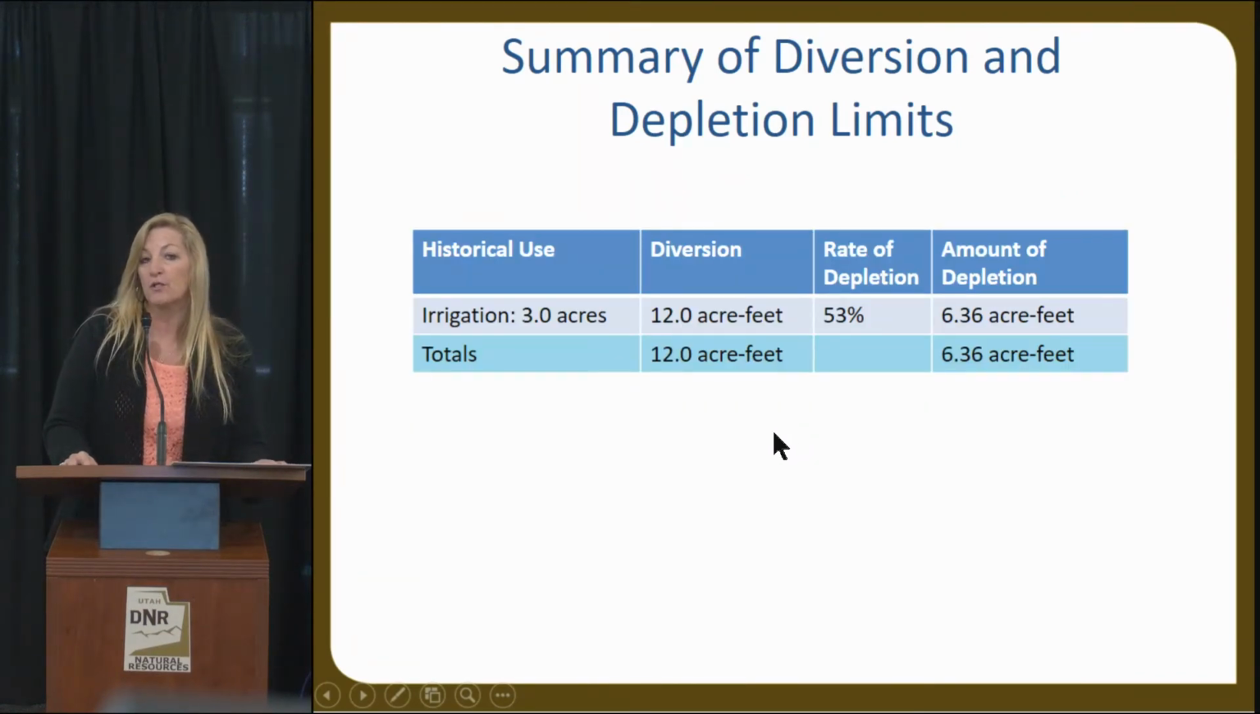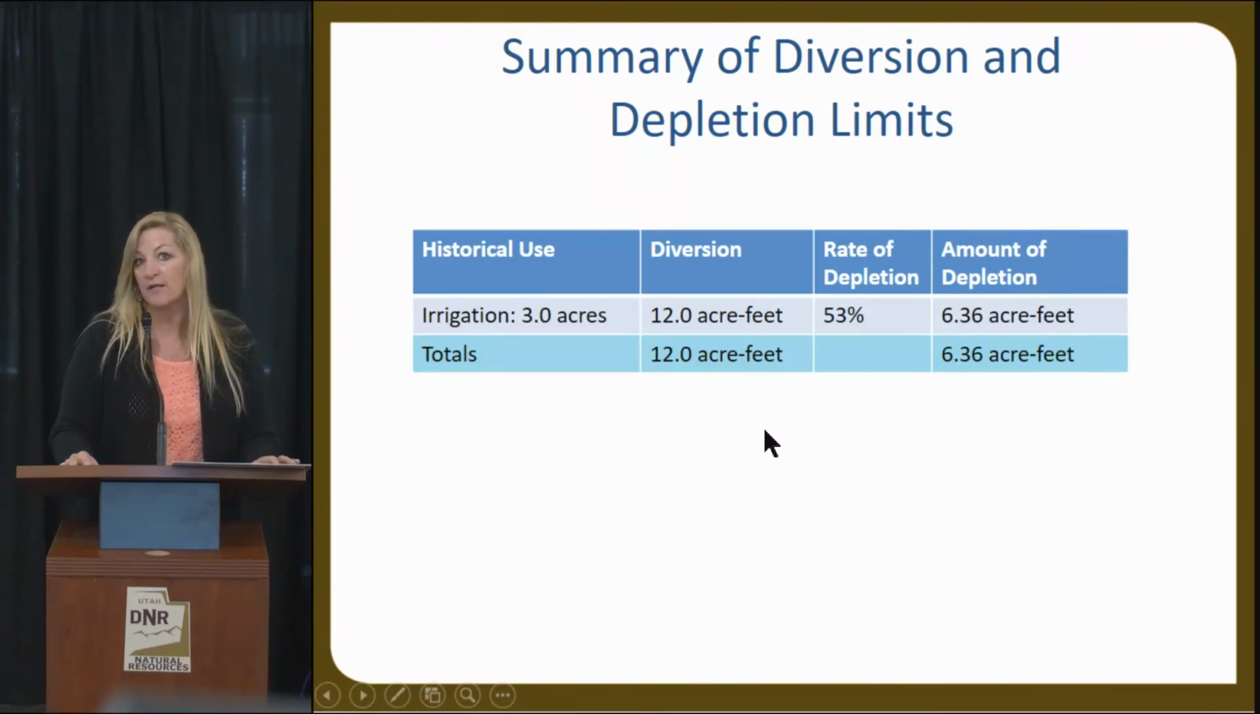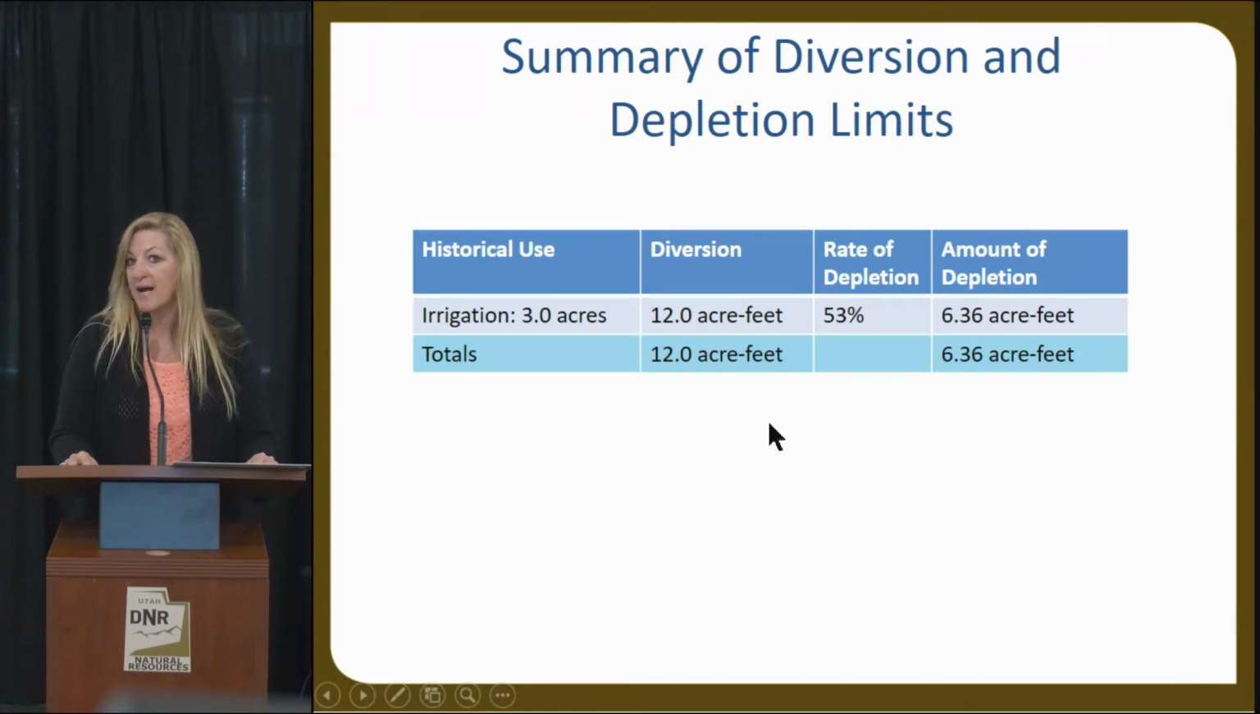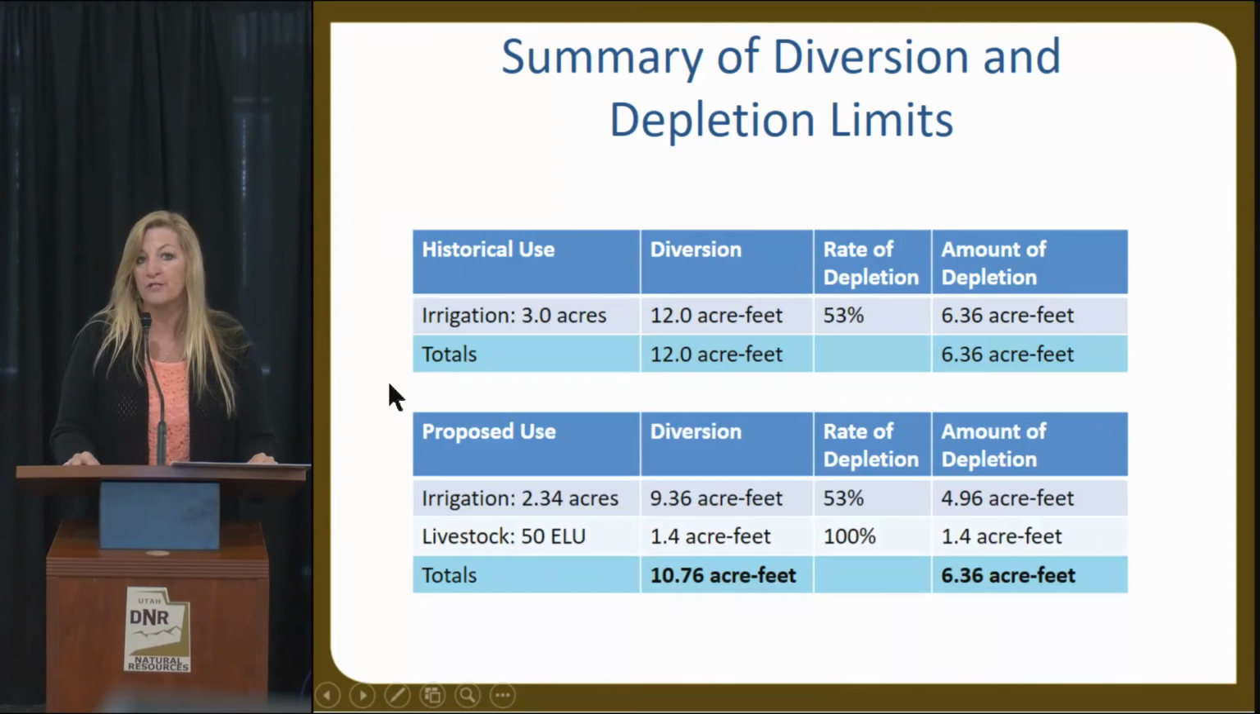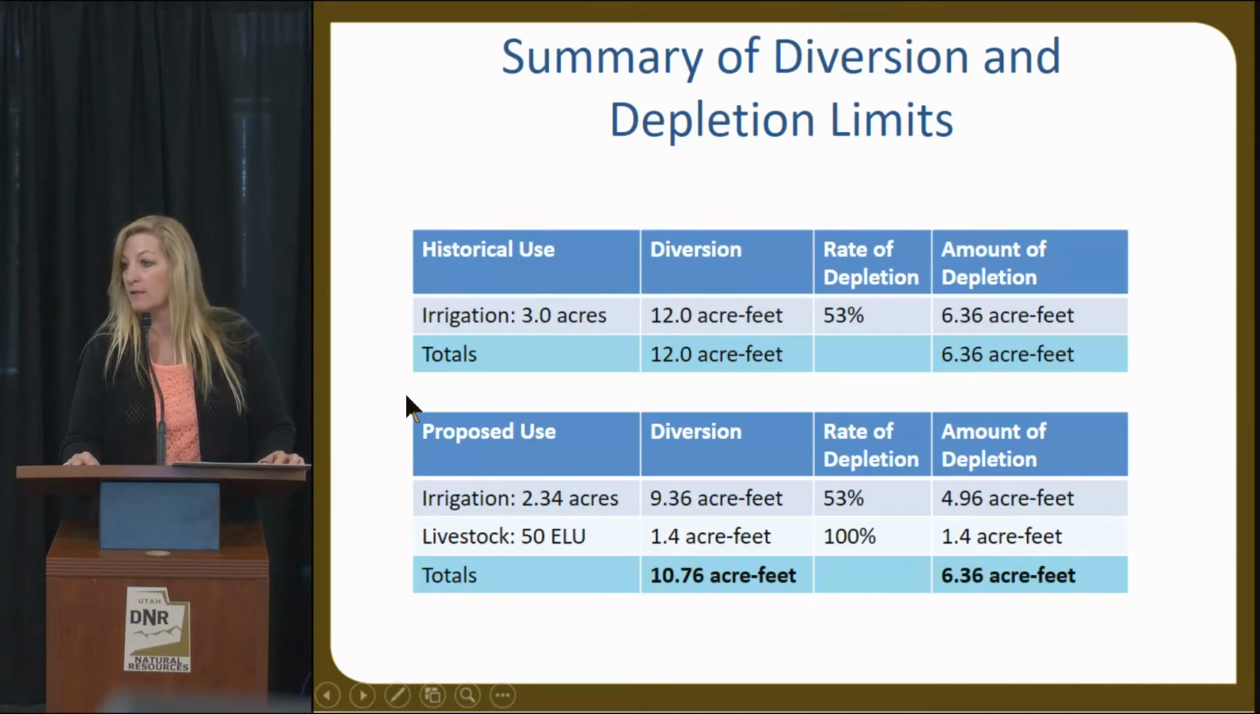So the historical use was 3 acres. The diversion amount for 3 acres is 12 acre feet. We have a depletion rate of 53%, so our depletion amount is 6.36 acre feet. Okay, our proposed uses, we have 2.34 acres. That's what he can irrigate. From our previous figures, the 50 head of livestock, 1.4 acre feet.